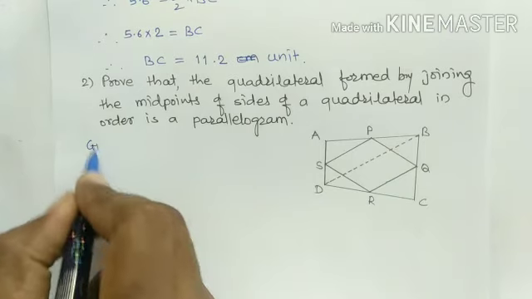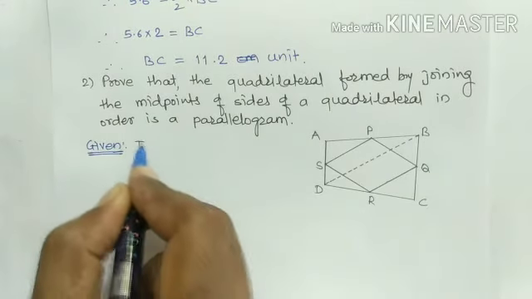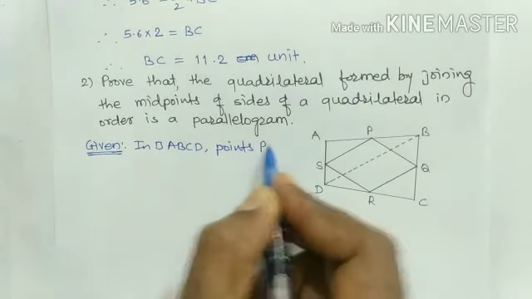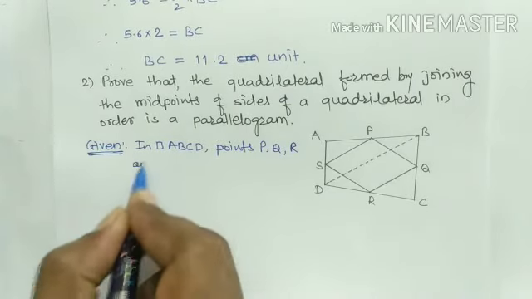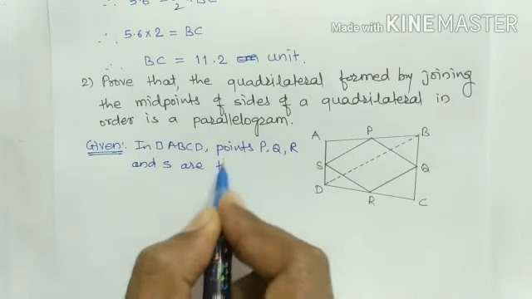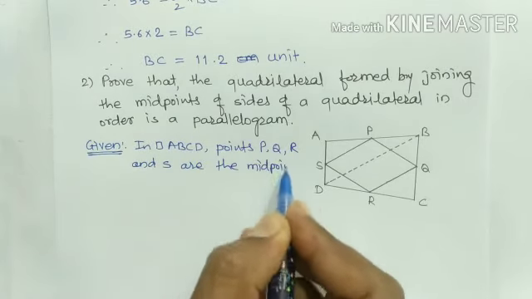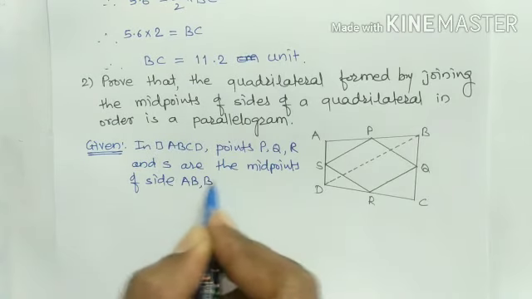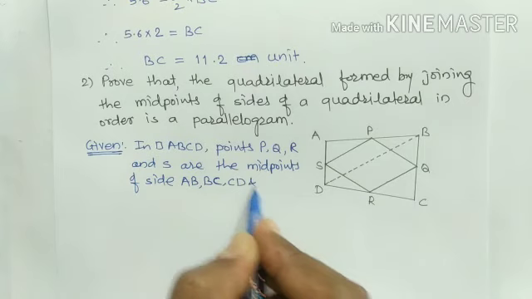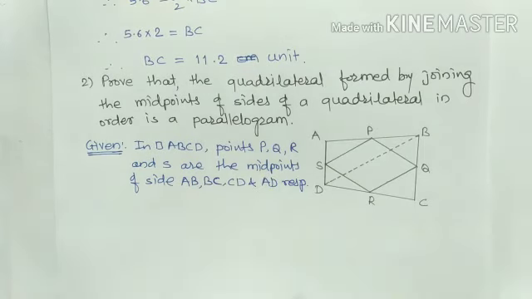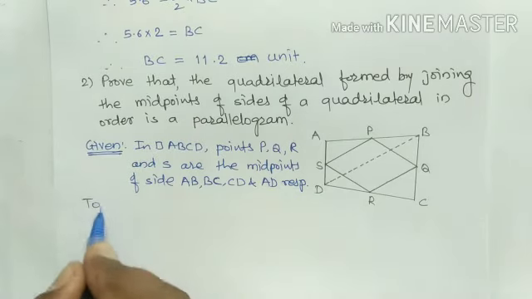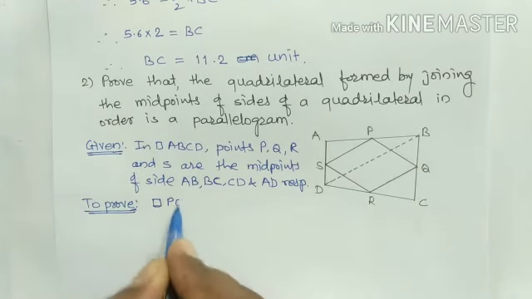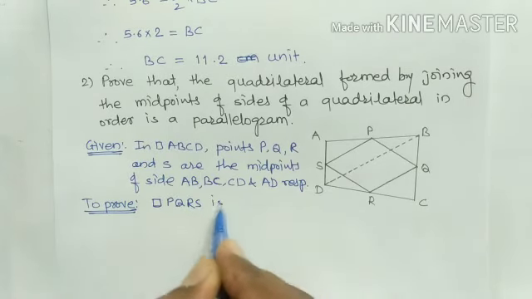First write the given. Here in quadrilateral ABCD, points P, Q, R and S are the midpoints of sides AB, BC, CD and AD respectively. Then to prove, what we have to prove here, this quadrilateral PQRS is a parallelogram.